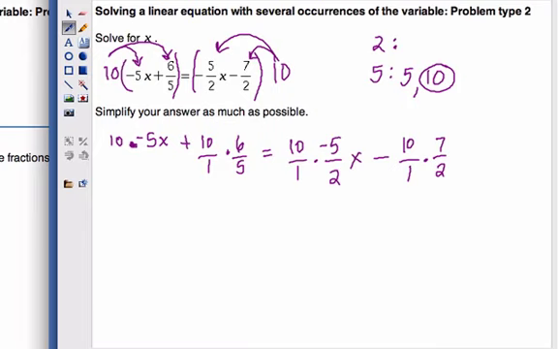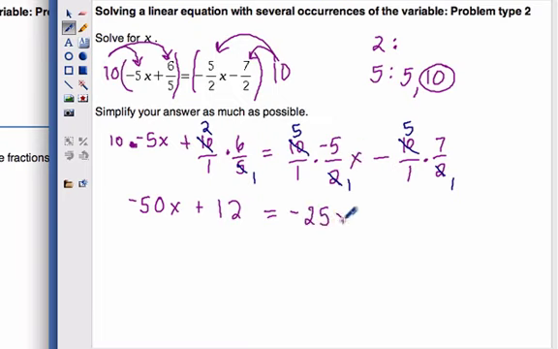Let's go ahead and simplify what we have here. The 10 and the 5 can simplify down to a 1 and a 2. And this 10 and the 2, I can divide these both by 2. That gives me 1 and a 5. And the 10 and the 2 again, a 1 and a 5. So let's go ahead and multiply this through. And we're going to get 10 times the negative 5x, that's a negative 50x, plus 2 times 6 is 12, equals 5 times the negative 5 is a negative 25, times the x, so negative 25x, and then minus 5 times 7, so minus 35.